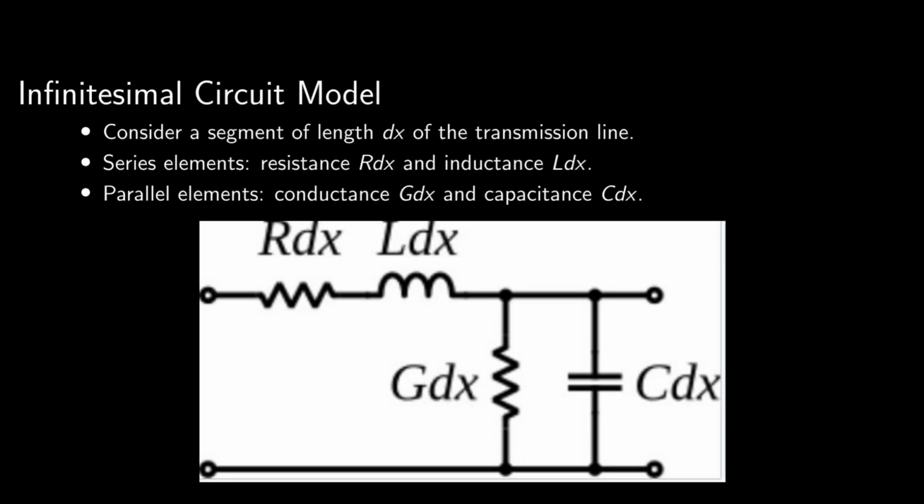So the telegrapher's equations begin with this circuit model for a segment of length dx. We have a resistor and inductance in series, and a capacitance and conductance in parallel. The terms in series mediate a voltage drop, and the parallel terms mediate a drop in the current, which we will track in the coming slides.